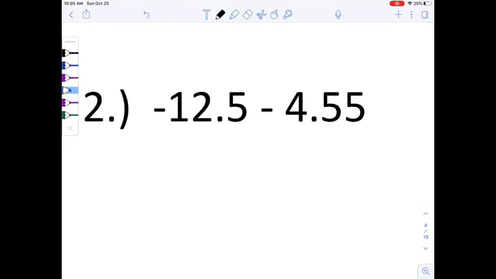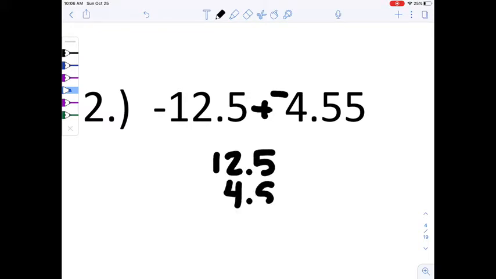Okay, then for the second one, we have negative 12.5 minus 4.55. We have subtraction here, so we need to add up. When we're working with decimals, we always want to add up. When we're working with negatives, we always want to add up. And now we have same sign, add and keep. So I'm just going to add these two numbers together and keep the sign.